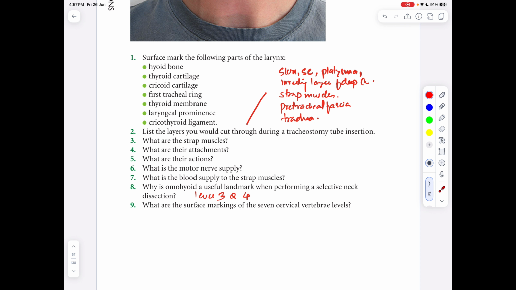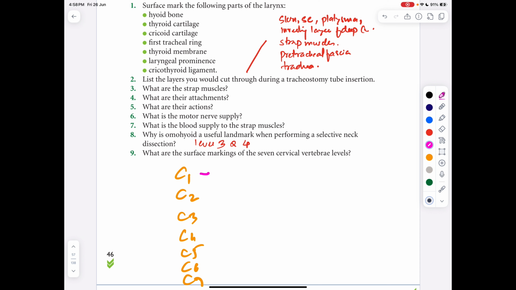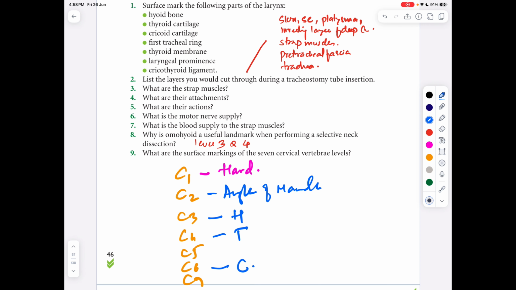Seven cervical vertebrae, surface marking. These are done in the manner of C1, C2, C3, C4, C5, C6, C7. Each has a level. C1 is at the level of the hard palate, it's very deep, and C2 is the angle of the mandible. C3 is the hyoid, C4 thyroid, C6 cricoid. This is the thyroid cartilage, this is the suprathyroid notch, and C7 is the upper tracheal rings.